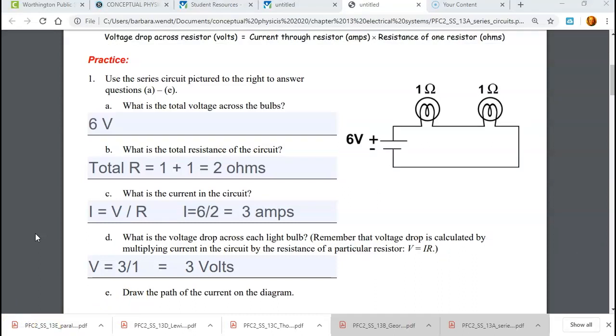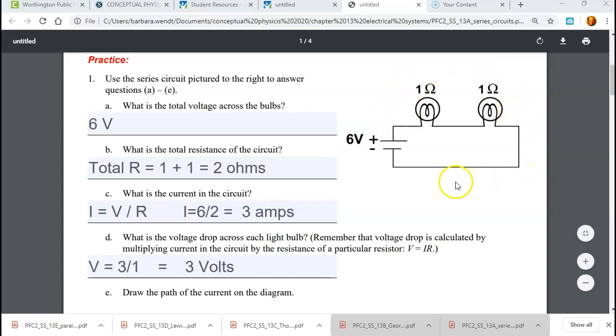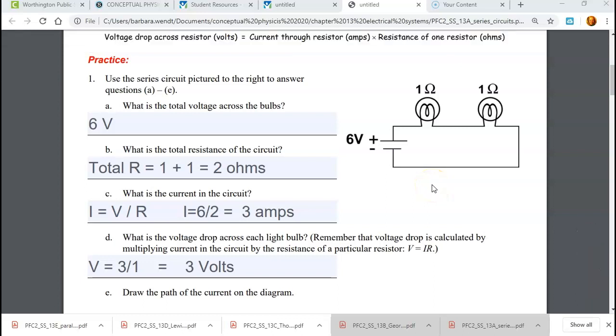All right, for letter E, draw the path of the current on the diagram. This is going to be tough with the program I'm using right now, but what you would do is take a pen or a writing tool and draw an arrow from the positive to the negative. And you don't have to go all the way around the bulbs. You can just draw the arrow on one little part, like right in here. So if you start your arrow right where I've got my cursor and just bring it down over here and say starts here, goes this way, that would be the path of the current. So just drawing an arrow showing where the electrons are flowing.